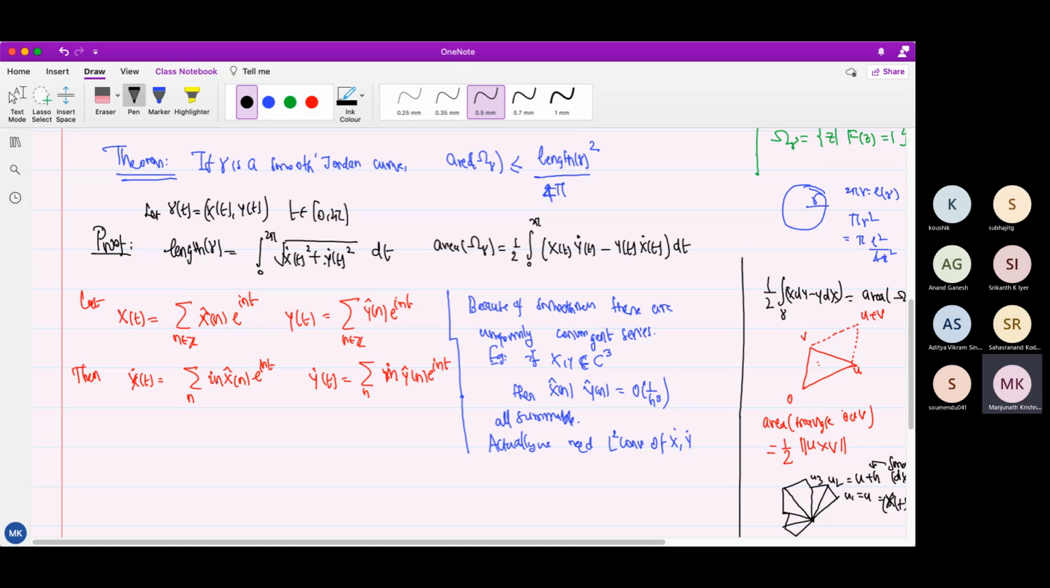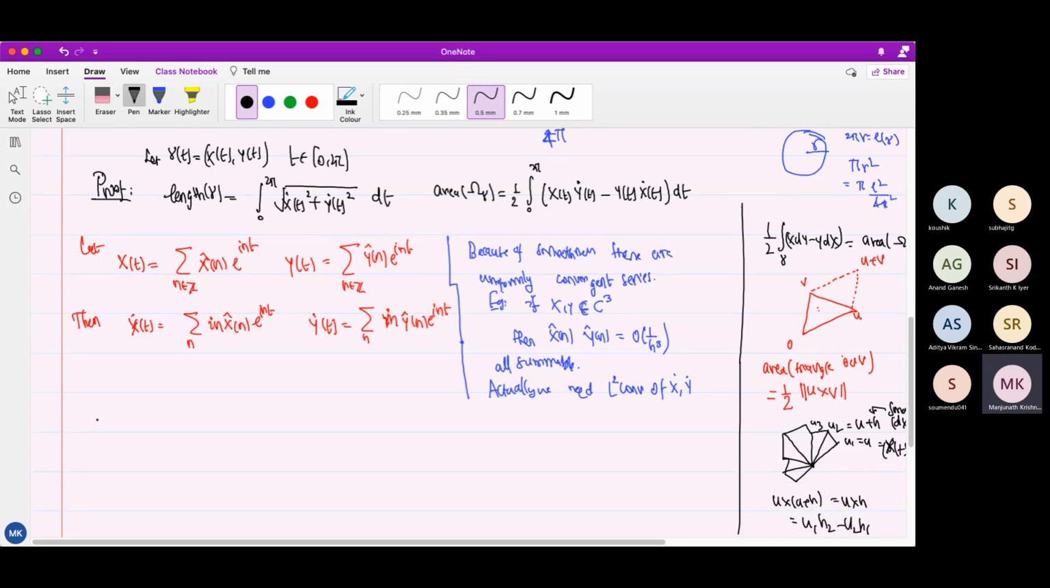So the length. Yeah. The usual way it is done is to first reparameterize. You can always reparameterize so that x dot, y dot, the speed, is always 1. So that is what is done. Let me think for a moment. So let's take the area of omega gamma; let me do the second one first.